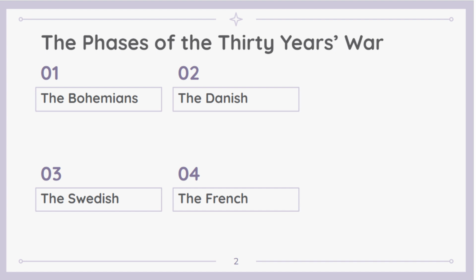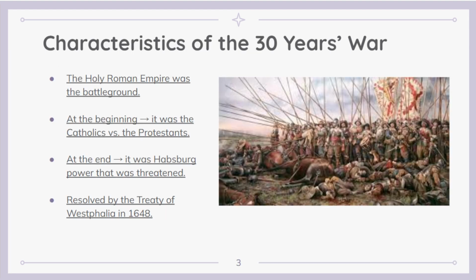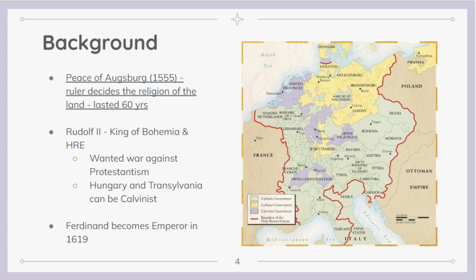Each phase tells us something different about how the war evolved from a religious conflict to a full on political power struggle. This war mainly takes place in the Holy Roman Empire, so think modern day Germany. Early on, it's Catholic versus Protestant, but by the end, it's more about power, specifically trying to check the growing dominance of the Catholic Habsburgs. And it all ends with the Peace of Westphalia, a key moment in AP Euro because it changes how we think about sovereignty and diplomacy in Europe.